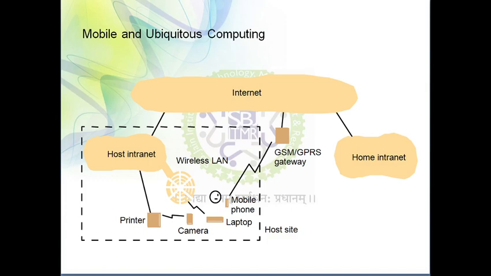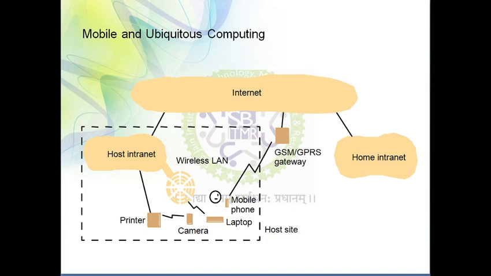Mobile and ubiquitous computing: internet, home intranet, host intranet, wireless LAN, laptop, GSM. These are the primary requirements of everyday problems. Home intranets are connected to the internet, and we are accessing all these things through our mobile.